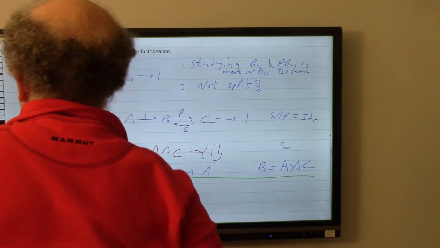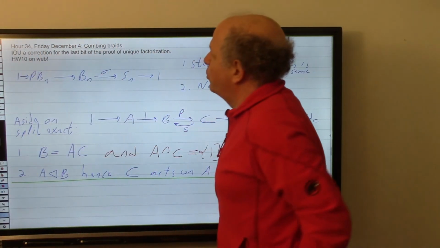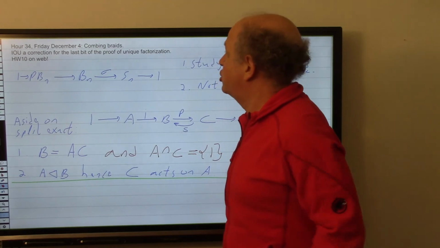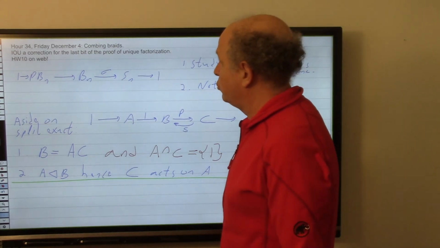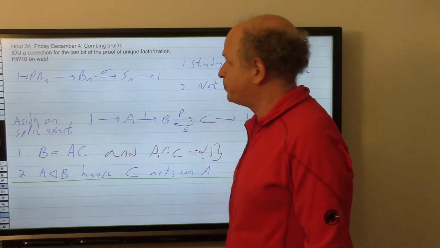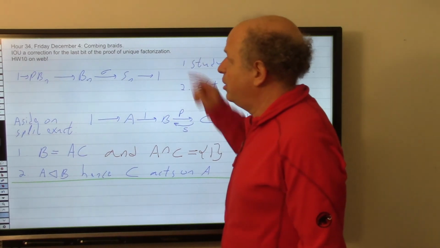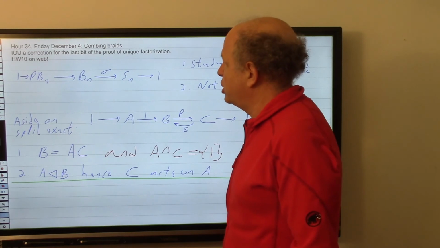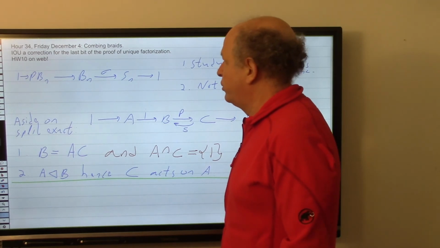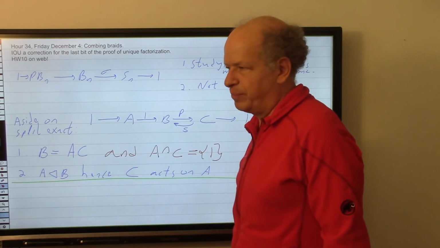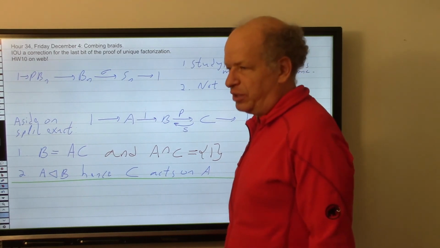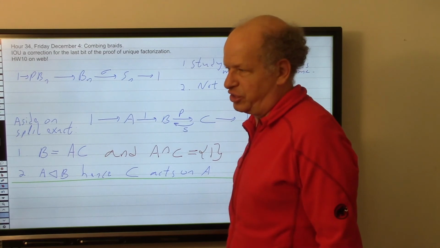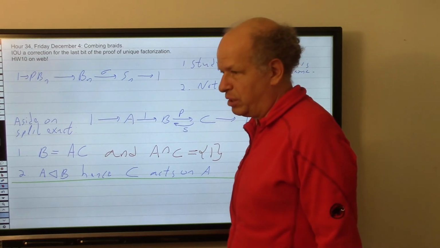We are on hour 34 of 36 of our class, and today we will comb braids, and I still owe you a correction for the last bit of the proof of unique factorization, and I will pay my debt either on Monday or on the last class, but I still owe you, I'm aware of that.